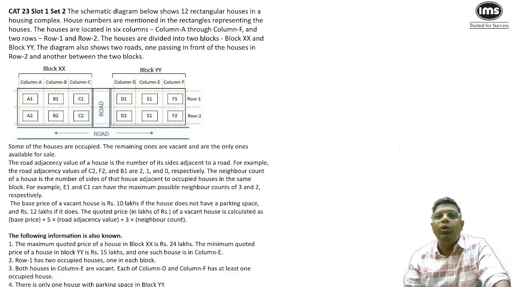The houses are divided into 2 blocks. One is block XX and block YY. So I think this diagram is pretty self-explanatory. We can see 2 blocks, we can see 6 columns, we can see 2 rows. And again, the houses are numbered. Now, the diagram also shows 2 roads, one passing in front of the houses, this road, and one is in the middle of the block. So these are 2 roads.